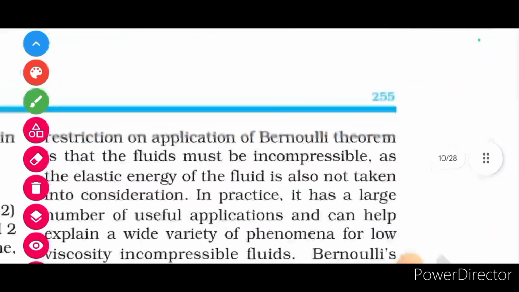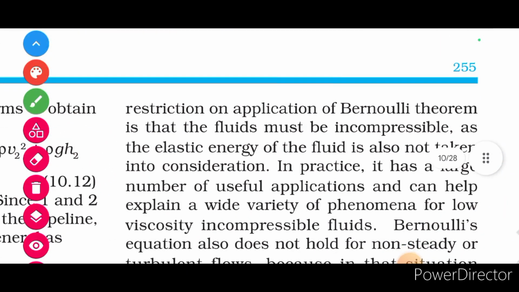Another restriction on the application of Bernoulli's theorem is that the fluid must be incompressible, as the elastic energy of the fluid is also not taken into consideration. If it is compressible, then some energy will be used up in compressing it, so that we have not taken into consideration. And obviously, for a fluid like water, the compressibility is very less, and that can be ignored even in practical cases.